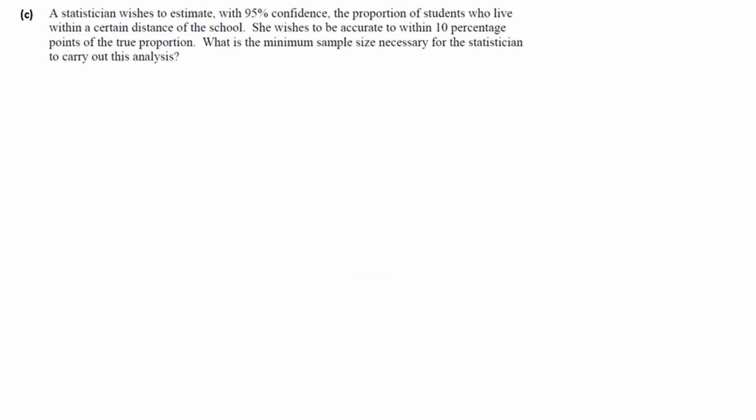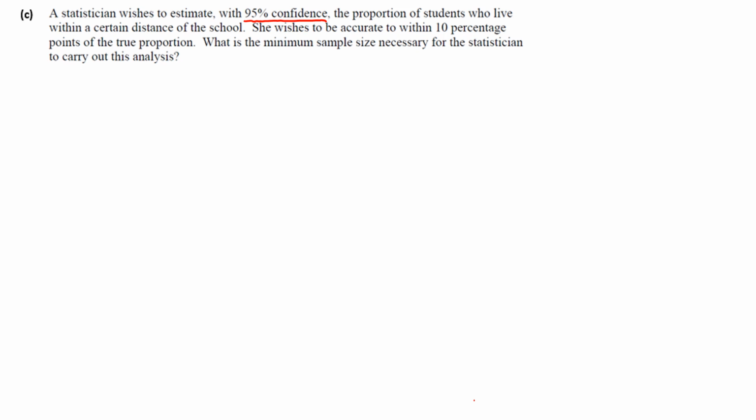So a statistician wishes to estimate with 95% confidence, and it's important to note that actually that margin of error formula only works with 95% confidence. Now, we never really see anything except 95% confidence or 5% significance, which means the same thing. So I wouldn't panic about that, but often we see this 95% confidence thrown in, and the reason is it's to make it mathematically correct.